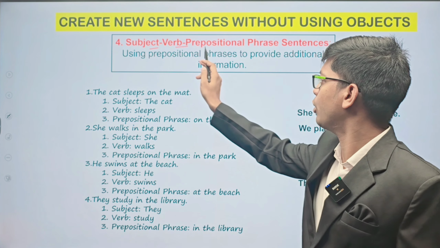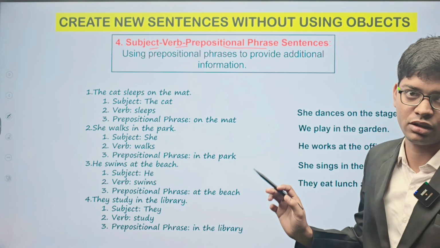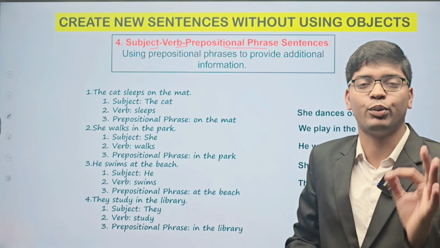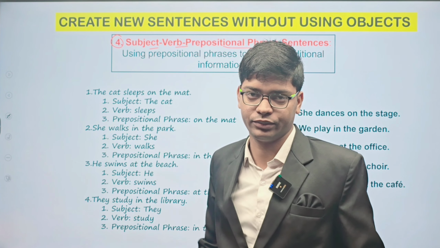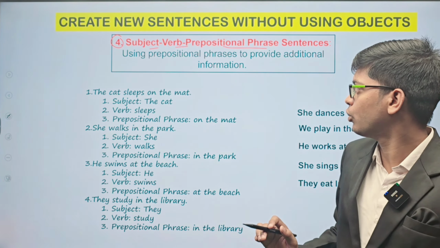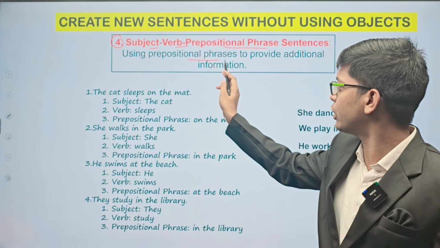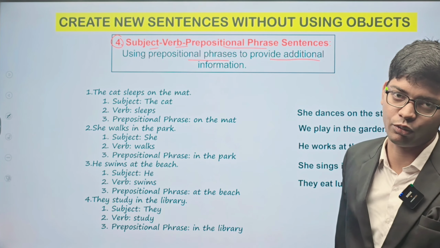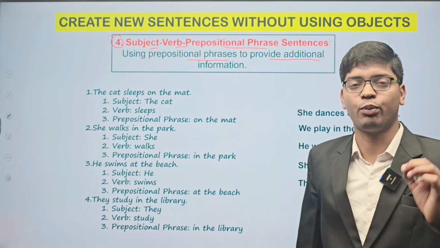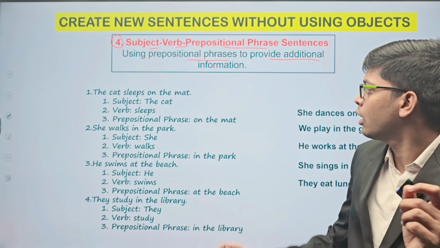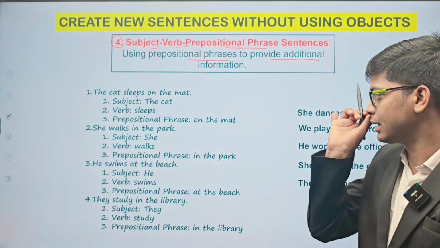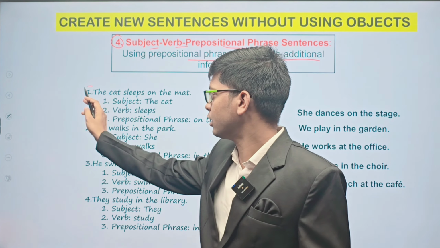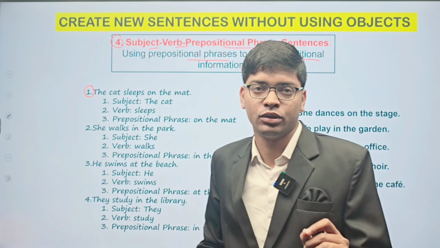Our next way is subject, verb, prepositional phrases sentence. This is our fourth way: using prepositional phrases to provide additional information. Okay, so let's see an example. You can understand easily through this example.